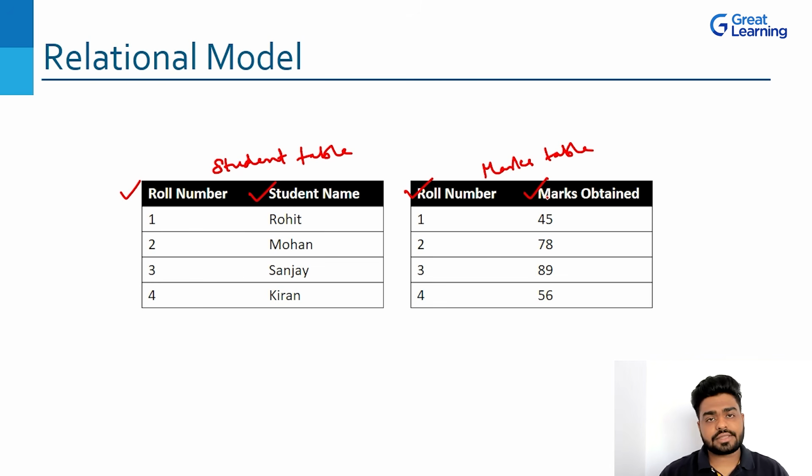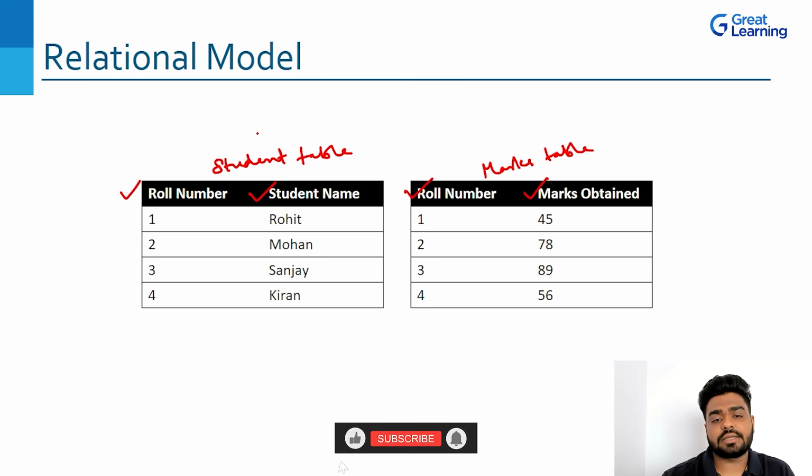Now, let's say we have a query, a problem where we want the details of all the students who have scored more than 40, or who have scored more than 45, something like that. And we want their roll number, we want their name, and we also want their marks. So you want all their details. Now, considering these two tables, we can get roll number, student name, and marks, right?